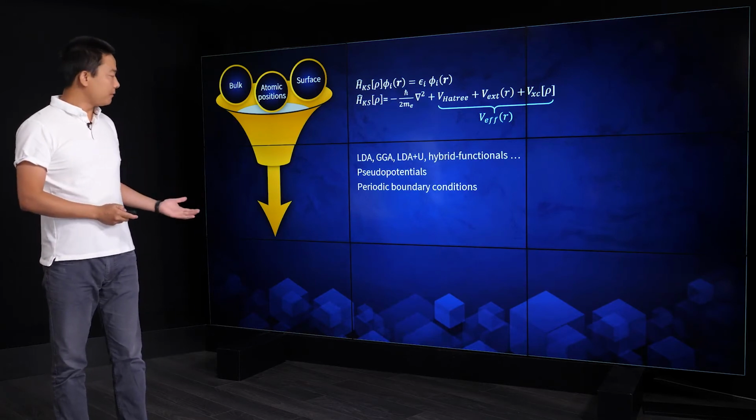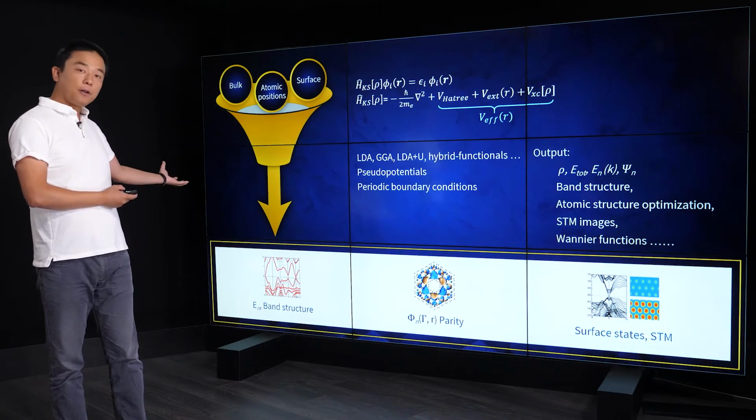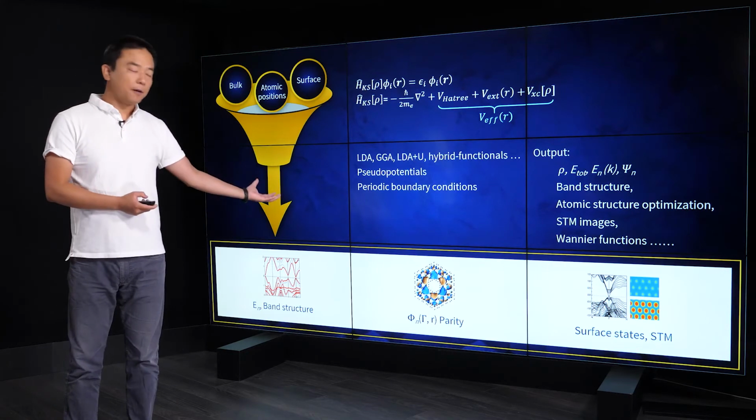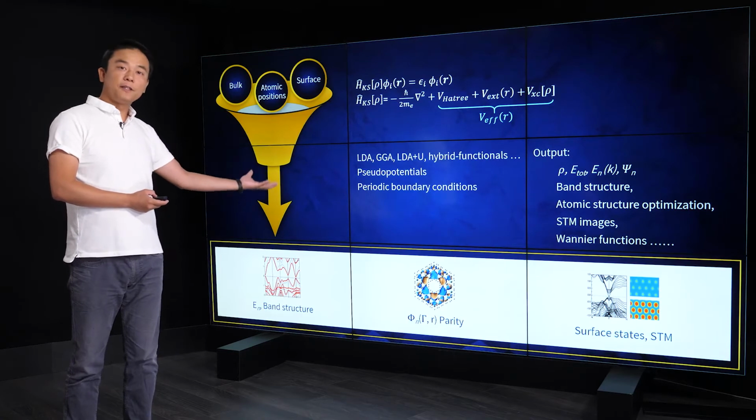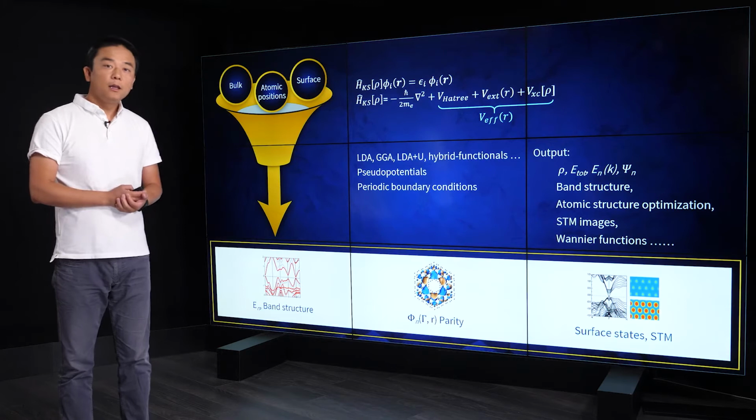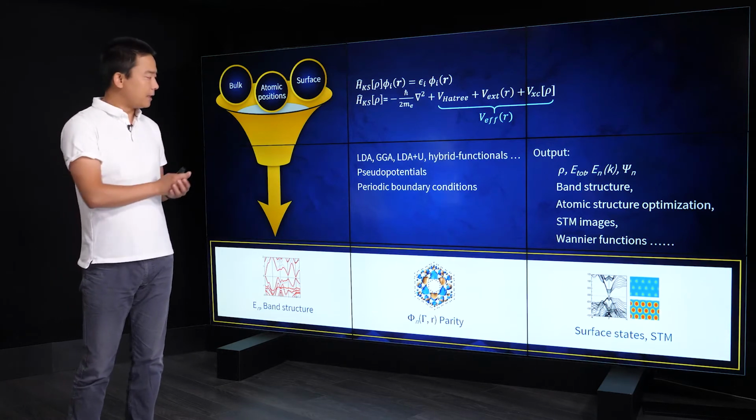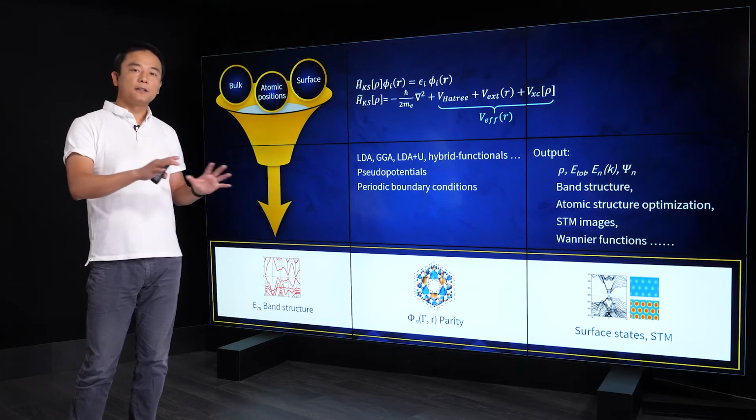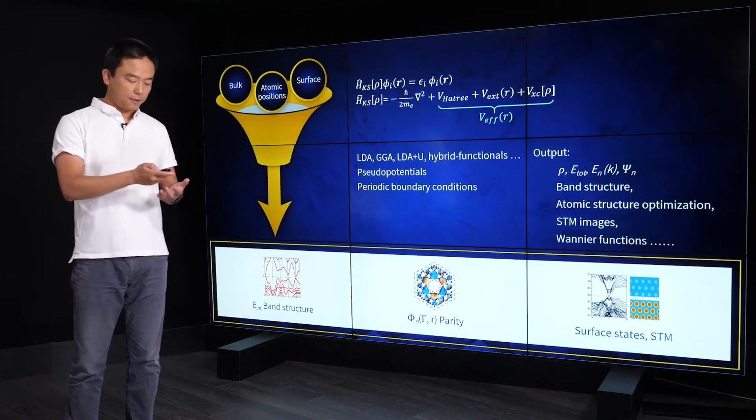What output do you have? You can build up the Hamiltonian, then diagonalize the Hamiltonian, and you get a band structure. Not only band structure, you also have the Bloch wave function, and the wave function's real space distribution, also the symmetry of the wave function, for example, the parity. You can also simulate a surface state, and we will talk about how to do it later. You get a surface band structure. You can even calculate the surface density of states to simulate an STM image.